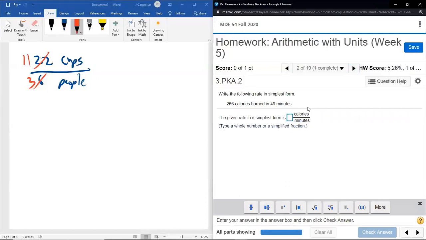All right, write the following rate in simplest form. And they say to type a whole number or a simplified fraction. Okay, so 266 calories burned in 49 minutes. So maybe you go on a, what would that be?